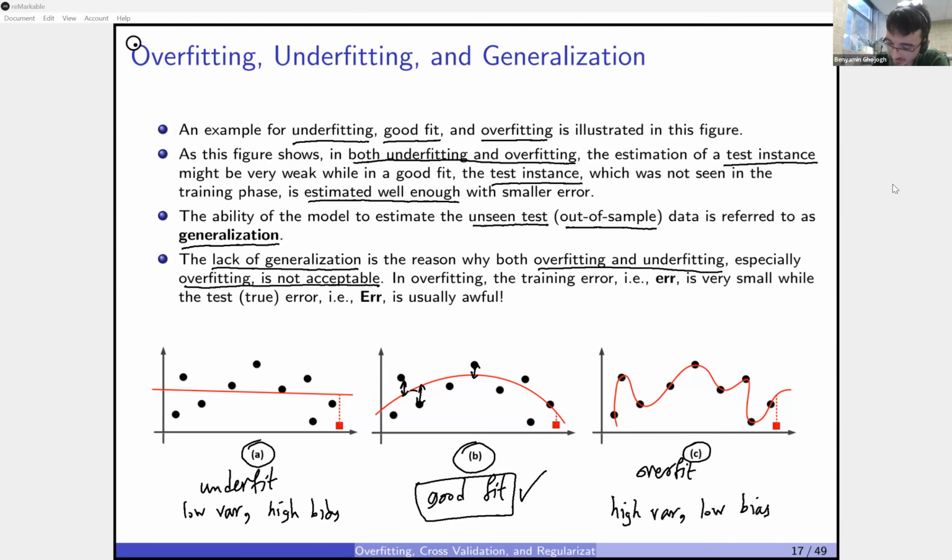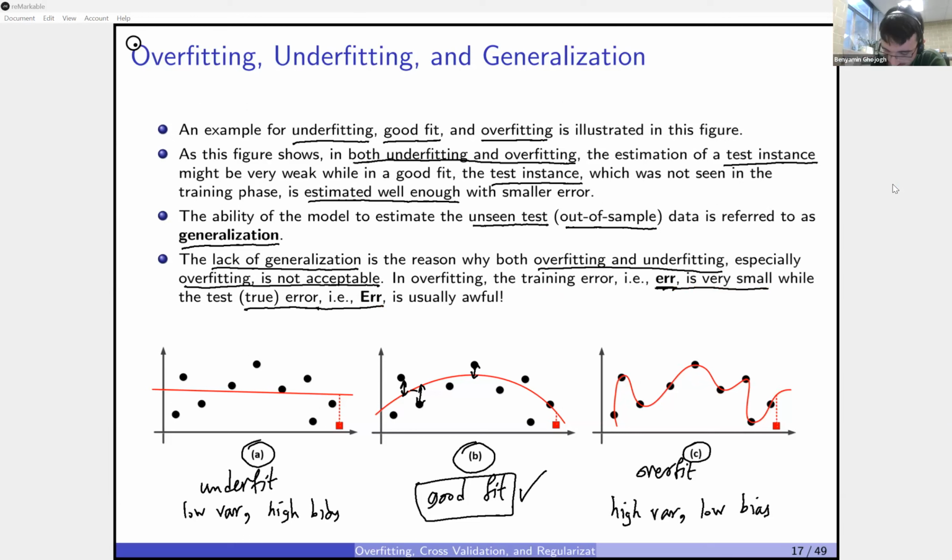In overfitting, the training error or the empirical error is very small, of course, because it's passing through all of the training data points. While the true error is very bad. The error on the unseen data points, the test data points, the true error which can be seen as a test error too, is awful.